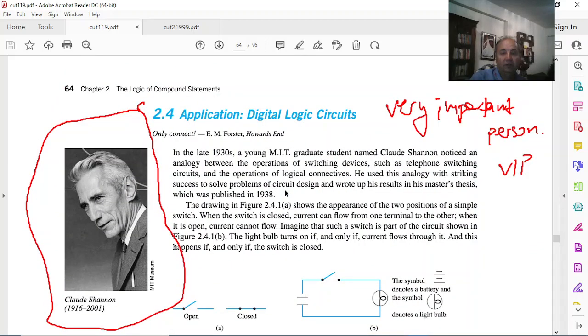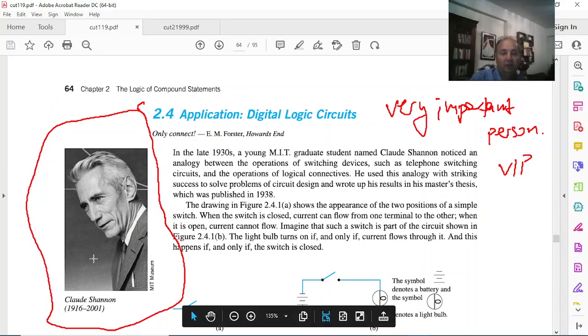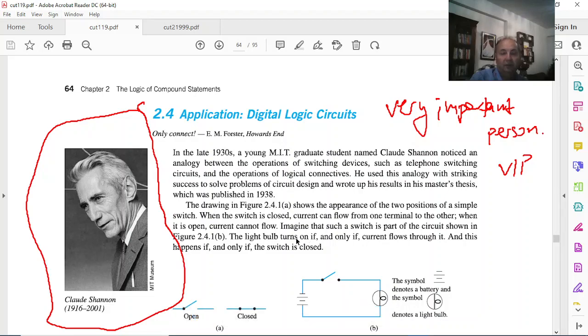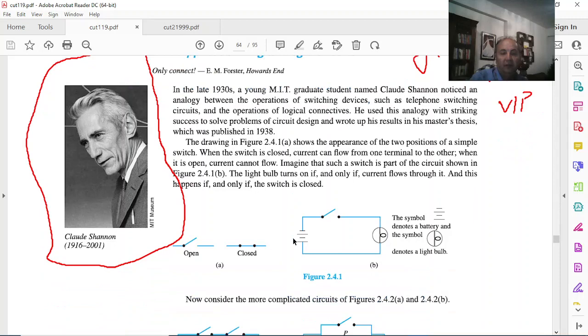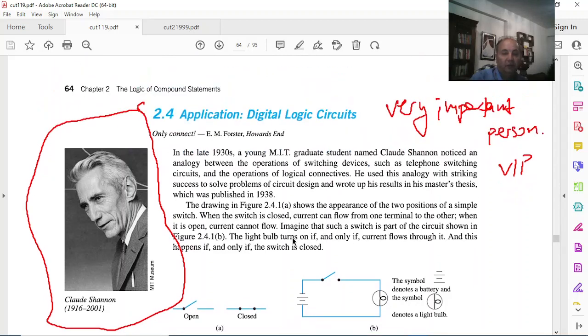Digital logic circuits, this is very important. Scientist Claude Shannon, an MIT graduate student, established the information theory, a very important part of not just information theory, but internet theory. And currently we are using the internet. The theory behind the internet started with Claude Shannon.